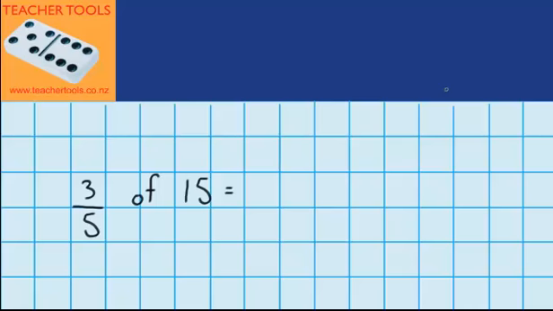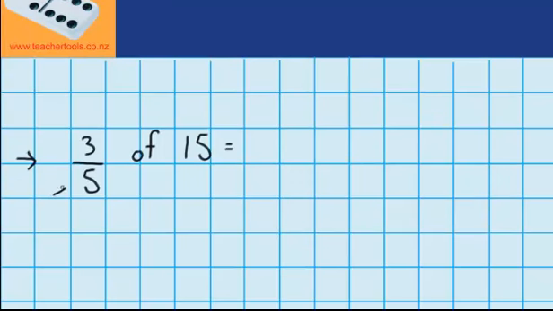Let's imagine I've got 15 candles shared around a cake, and I want to work out how many candles must be on 3/5 of the cake. Well, you can see down here I've written how we can record that problem.